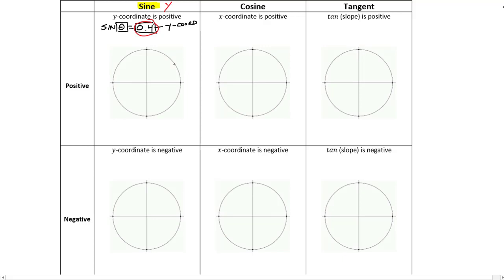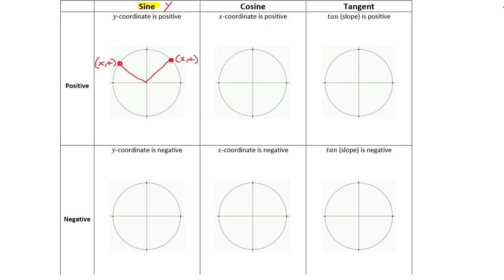Well, it could be here, somewhere in this quadrant, right? Because that's where your y coordinates are positive. Let's think about it. You have some x coordinate and a positive y. Or it could be here, right? You have an x coordinate, and this is also where your y coordinate is positive. So there's two possible answers. Your angle could be here, or your angle could be here, okay? So there are two possible answers.